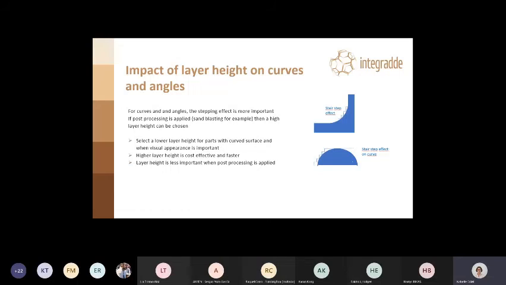The impact of the layer is also accentuated in the case of curves and angles. The stepping effect is more important for curves and angles. So in this case, we may have to choose a smaller layer height, and we may have to consider post-processing.